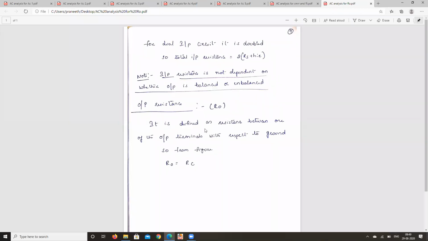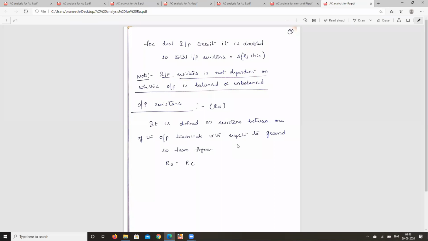Coming to the output resistance. Output resistance is defined as the resistance between one of the output terminals with respect to the ground. So obviously your output resistance is simply given as R0 equals RC. I can simply take that the output resistance R0 is equal to RC, nothing but your collector resistance. So these are the different parameters that we have derived using AC analysis. By this, the AC analysis of the differential amplifier is over.